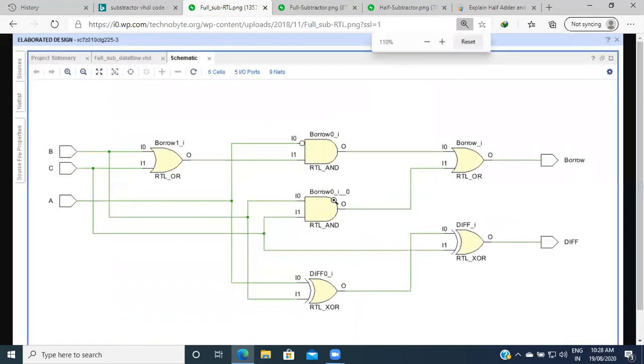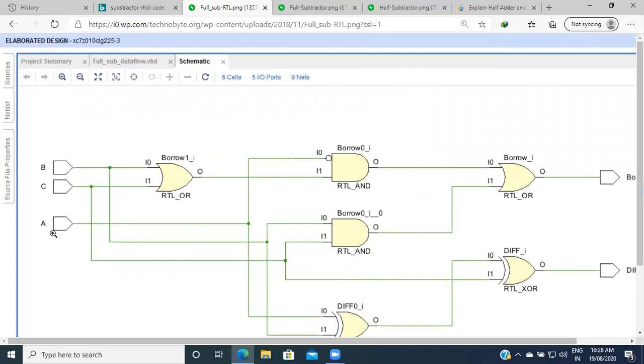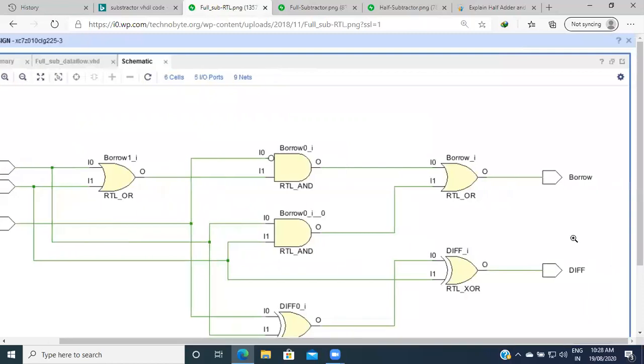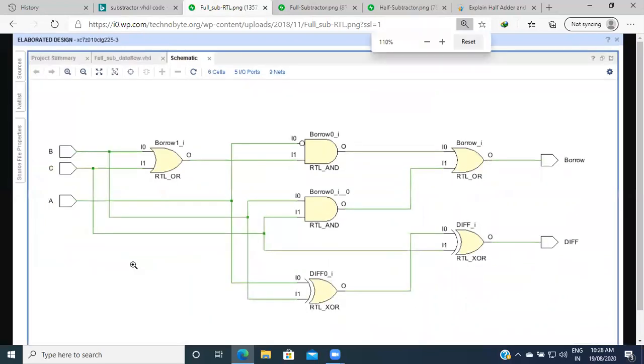For this subtractor, the RTL schematic has inputs A, B and C, with XOR operations, and the output is the difference. A is given to the first gate, then the second input B is given. So that is A XOR B, then that is combined with the input value C, which gives A XOR B XOR C, the difference.